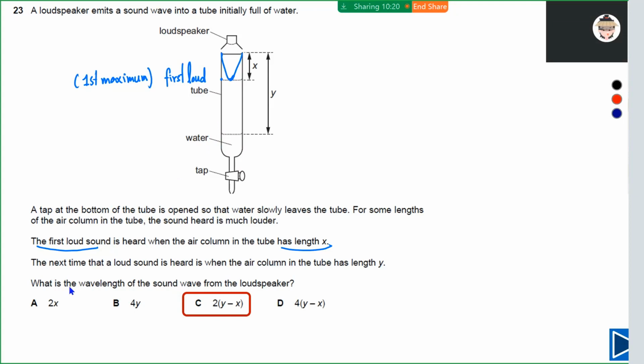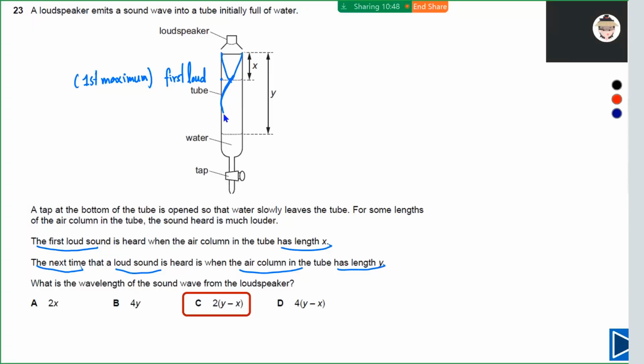Now, the second loud sound is the next loud sound, heard when the air column in the tube has length y. It means this one is y. So we can also form the next harmonic. Simply you can draw this one as the next harmonic. We can draw it a little bit better so it looks nicer. So you can draw it like this. Okay, so this is the next harmonic. Now in this case you need to understand, if you look at this part, this is lambda by 2.